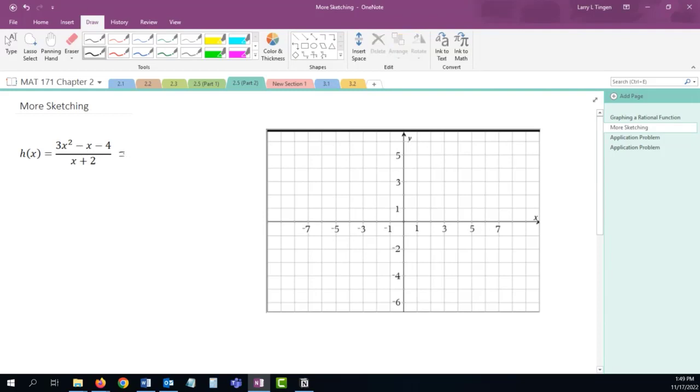Yeah. And I need to do that because I'm not finding the domain first. I'm finding vertical asymptotes and holes. The difference in a vertical asymptote and a hole is right now it looks like x plus 2 is the denominator. It looks like I have a vertical asymptote at x is negative 2. I do have a vertical asymptote at x is negative 2 as long as the numerator doesn't have a factor of x plus 2. Because if the numerator and denominator have the same factor, that's not a vertical asymptote anymore. Now it's a hole.